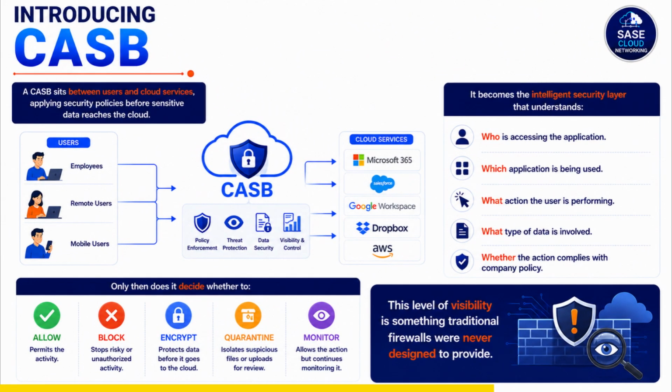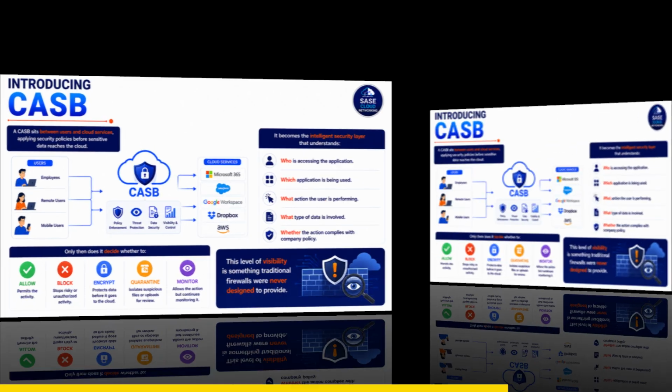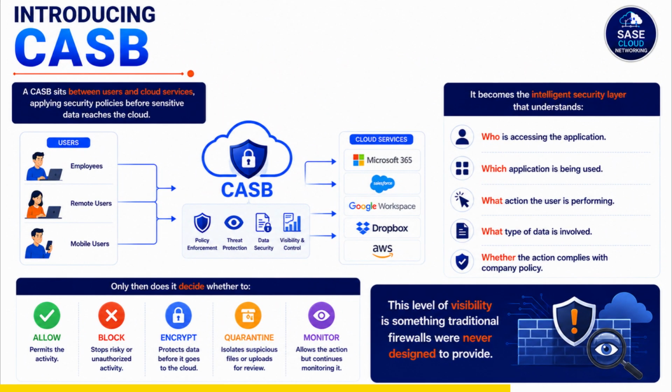In simple terms, a CASB sits between users and cloud services, applying security policies before sensitive data reaches the cloud. It becomes the intelligent security layer that understands who is accessing the application, which application is being used, what action the user is performing, what type of data is involved, whether the action complies with company policy. Only then does it decide whether to allow, block, encrypt, quarantine, or monitor the activity. This level of visibility is something traditional firewalls were never designed to provide.